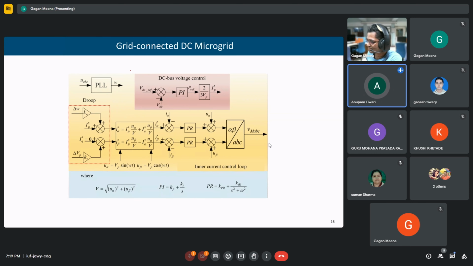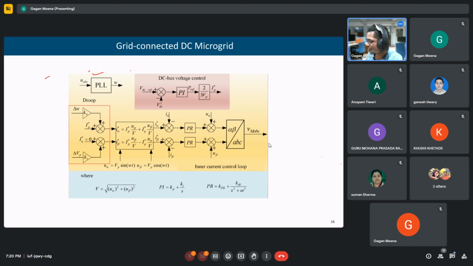PR uses alpha beta and PI uses DQ. Yes, but what is the difference between these DQ and alpha beta quantities? But here for DC bus voltage control, we are not using any DQ frame. So if you see the input for the PI controller in DC voltage control, you can get the idea why we are.